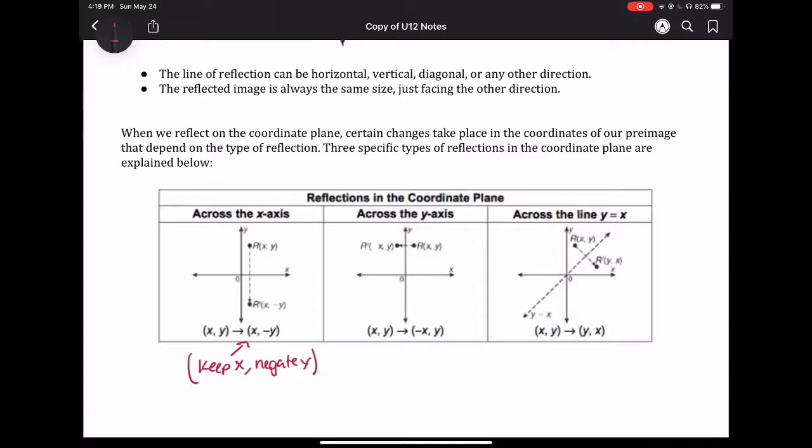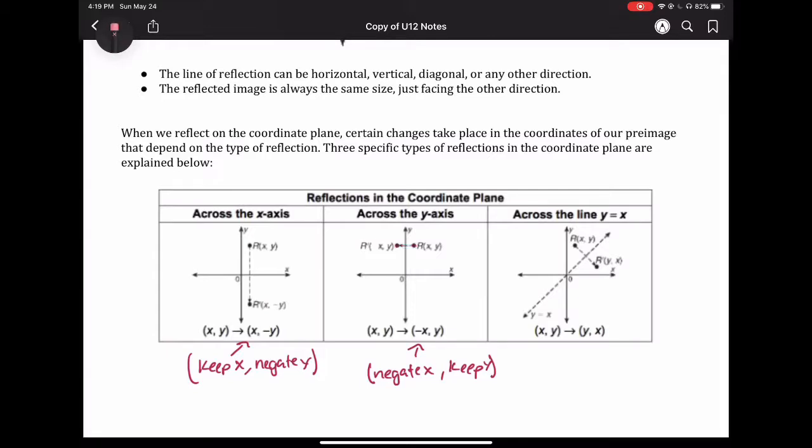If we're reflecting across the y-axis, it's the same thing where you start on one side and you move over the y-axis to the other. When we look at the coordinate points, we have (x, y) becomes (negative x, y). So what you're doing in this situation is you are negating the x and you're keeping the y.